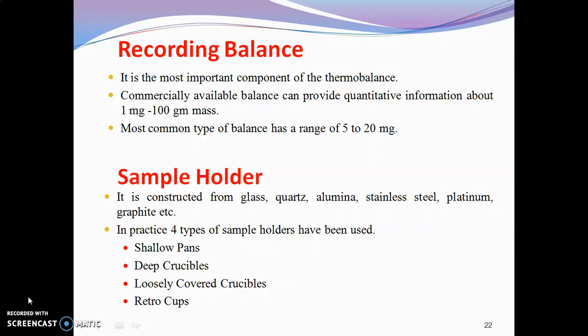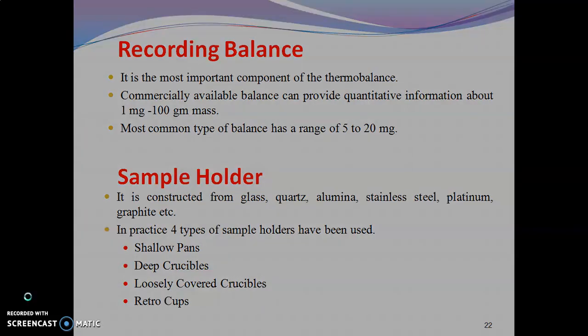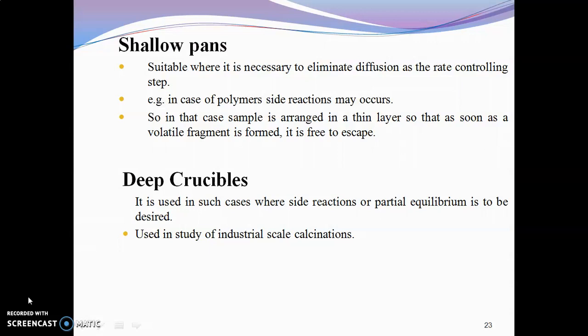Next is the sample holder. It is constructed from glass, quartz, alumina, stainless steel, platinum, graphite, etc. Practically, four types of sample holders we can use. First is the shallow pan, deep crucible, loosely covered crucible, or retort cup. So we will see all these sample holders in detail.